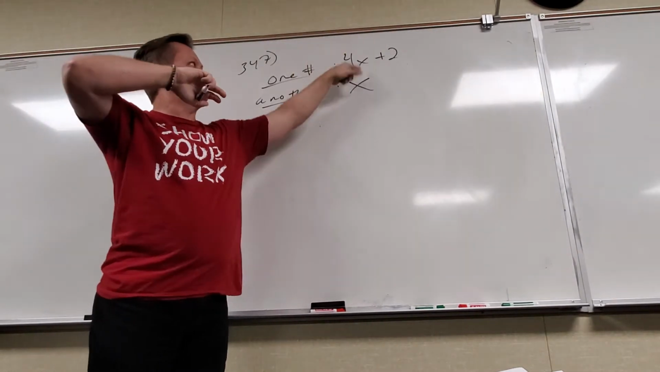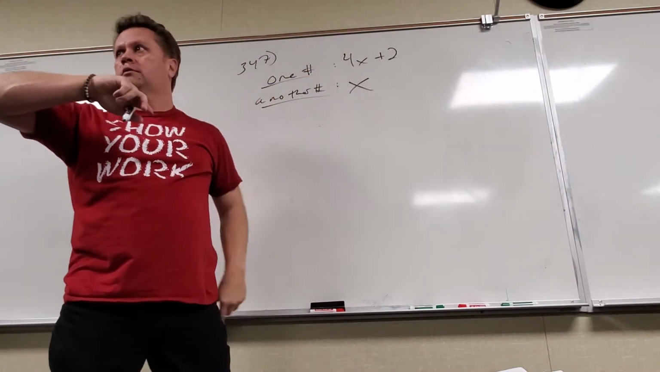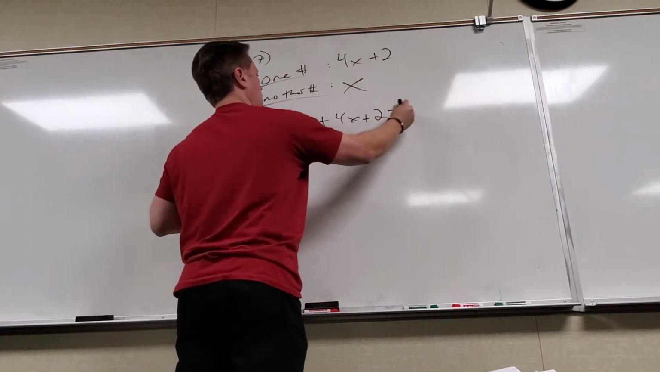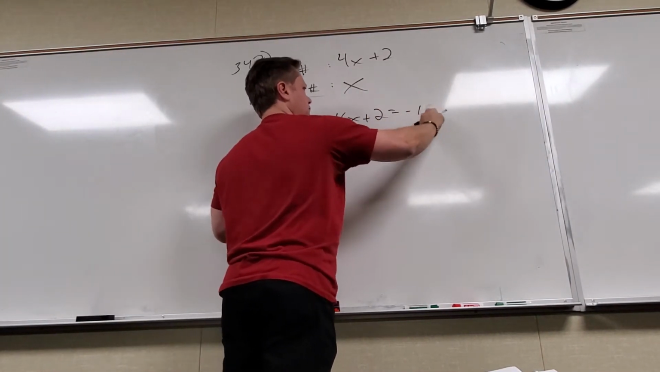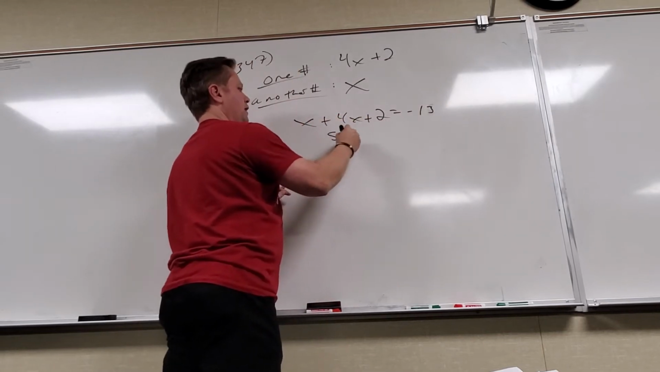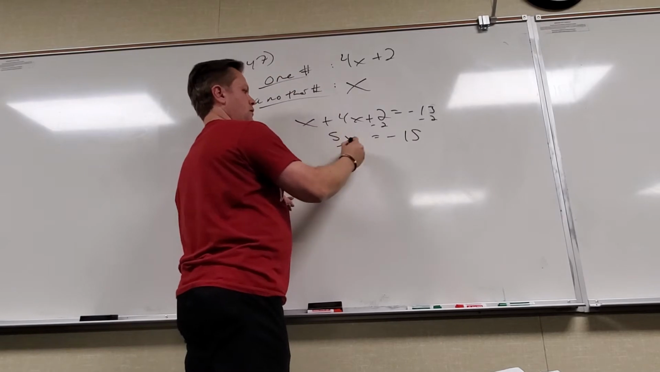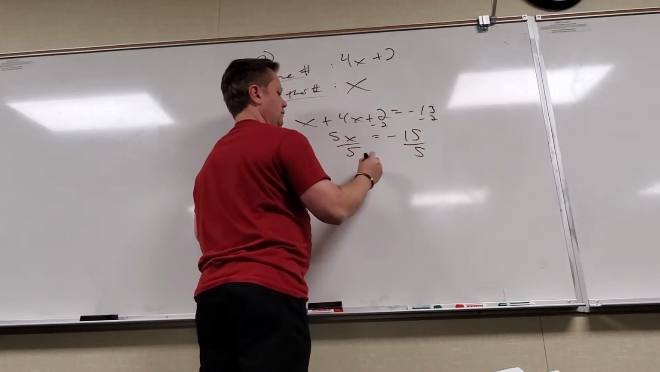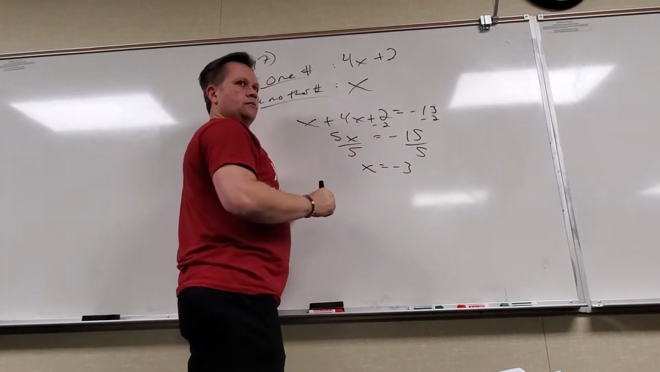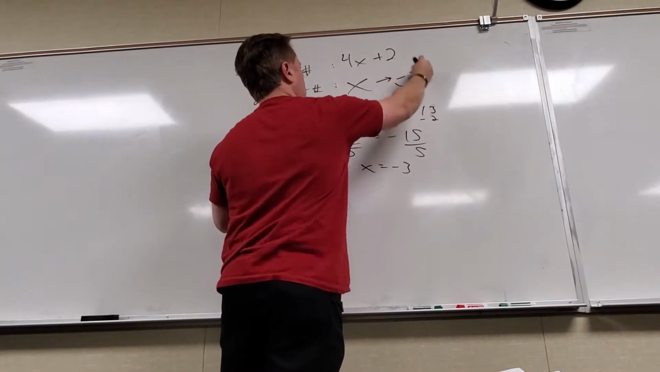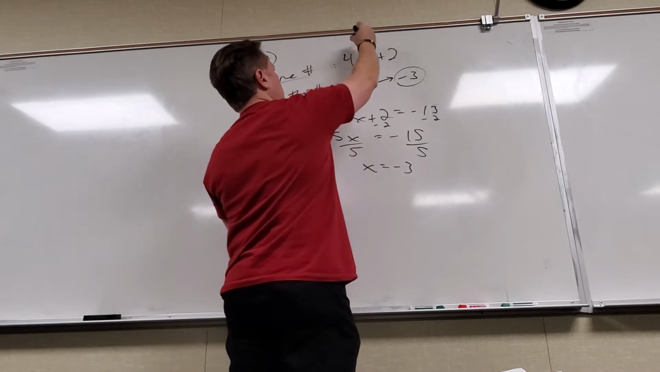Now, what are these two supposed to do with each other? Add up to be negative 13. So then I get 5x plus 2, subtract 2, divide by 5. Now again, don't just circle that and keep going. Go up here, x is negative 3. So what's the one number?